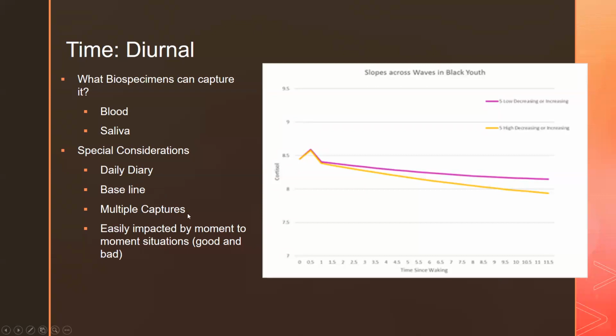So you do have to get multiple captures. I used to hear my mentor refer to it as, you can do the Cadillac, where you're making sure you're getting waking, you're getting 30 minutes after waking, you're getting right before bed, and you're getting bedtime. But depending on your research question, maybe you don't need all of that. Maybe you just need to get that waking level. And when I say waking, I mean what the level is when they wake up, depending on your hormone. So these are definitely things that you need to think about whenever you're considering whether or not you even need diurnal.